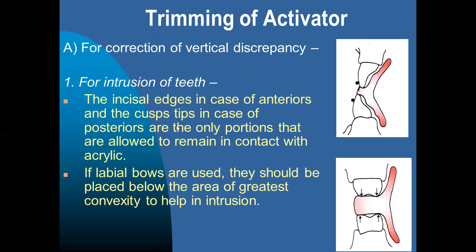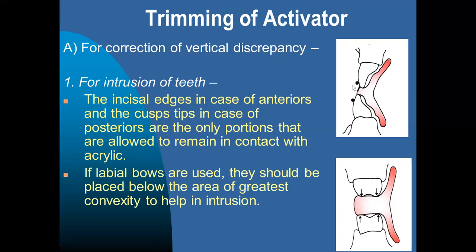Coming to the trimming of the activator, just like the fabrication, this occupies an equally important role for the correction of the skeletal component. So we'll be dealing with the trimming of the activator in 3 dimensions: the vertical, sagittal, and transverse. For correction of the vertical discrepancy, that is for the intrusion of teeth, the incisal edges in the case of the anteriors are the only portions that are allowed to remain in contact with the acrylic.